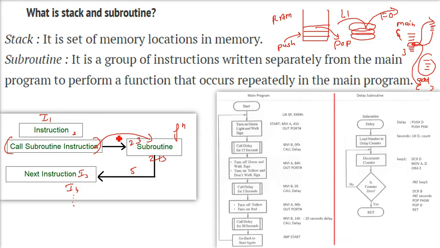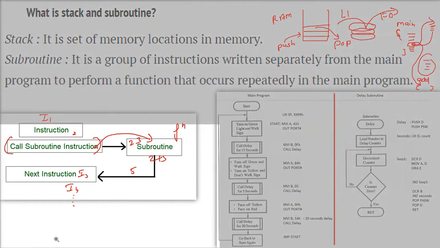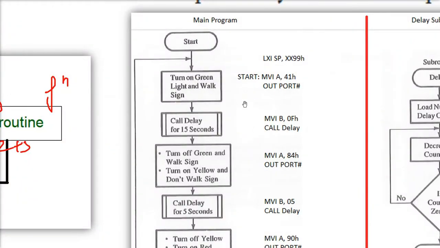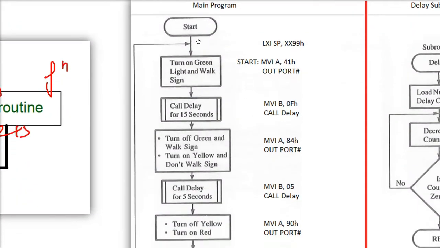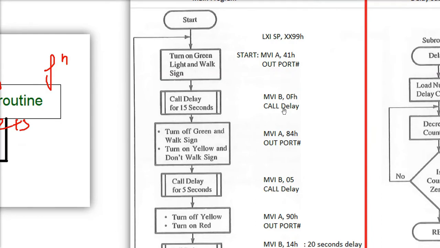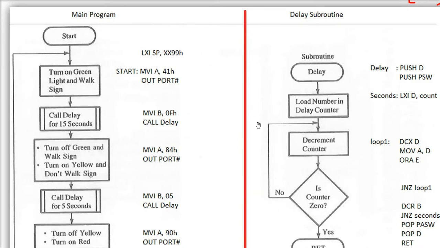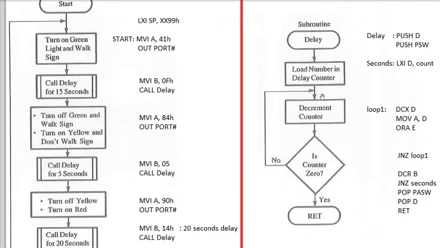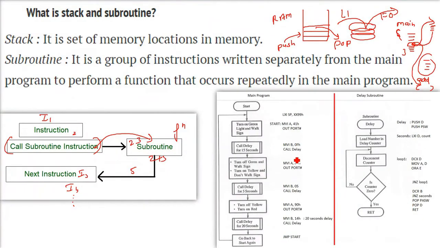So I'll show you a very simple program here, and this program is showing this subroutine of assembly language. Everywhere you see there is a call to delay. There is a subroutine named delay, and we are calling it a number of times in this program. So control goes there and then comes back again to the main program. So all these call delay, call delay, call delay, what are these? These are subroutines.